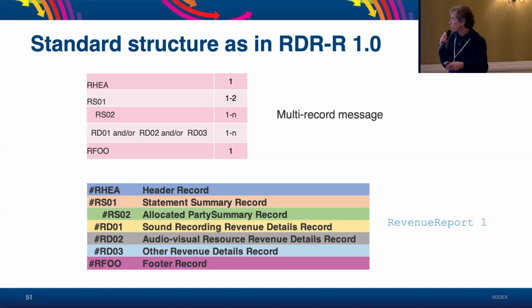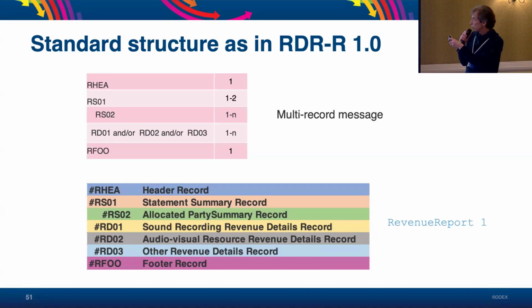And then you do the same for any audiovisual resource revenues, and you have then a third variant of this revenue details record for other types of revenues. And that's all listed in your message. And then once you've listed everything, you put in one line at the end, which is the footer record, which summarizes what has been communicated in this message, which gives you the total number of lines so that you know how much data has been communicated in the message, and you can verify and validate that you have all the data in your processing.